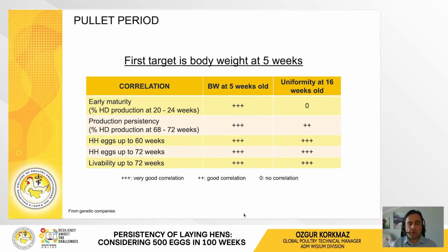First target during the pullet period: body weight at 5 weeks. Body weight at 5 weeks has a very good correlation with early maturity and production persistency, especially hen-housed eggs up to 60 weeks or 72 weeks, besides livability. And also uniformity at 16 weeks of age is very important. Good correlation: production persistency, hen-housed eggs up to 60 and 72 weeks, and also livability.